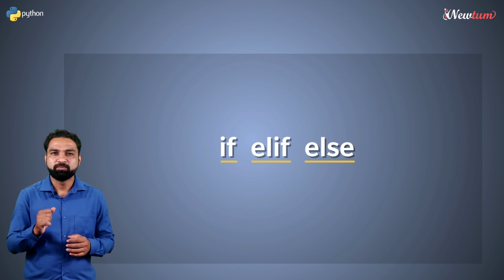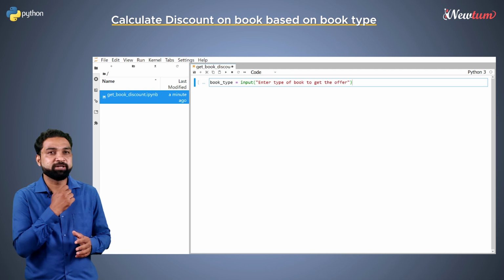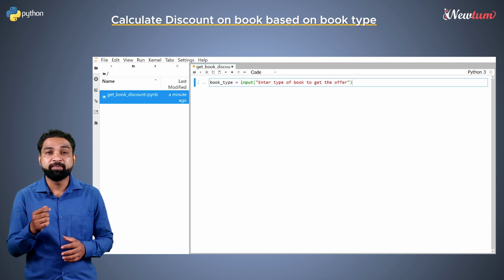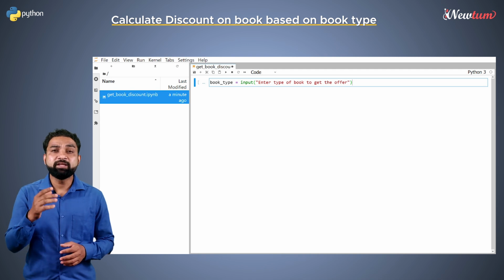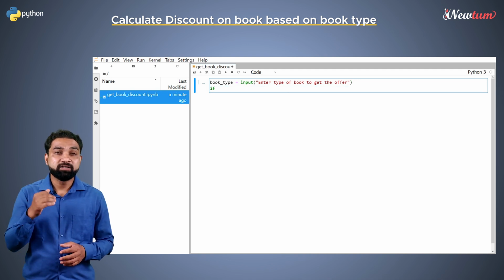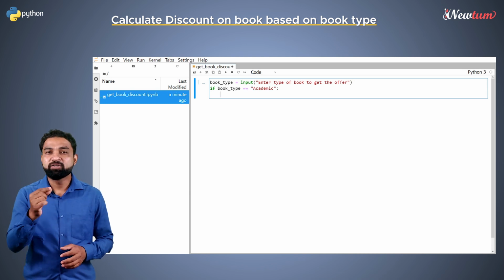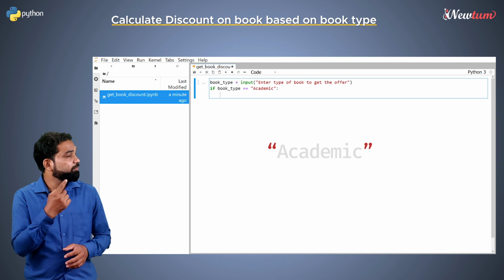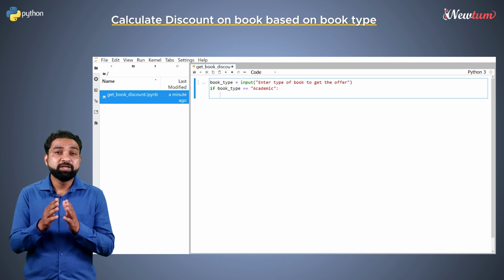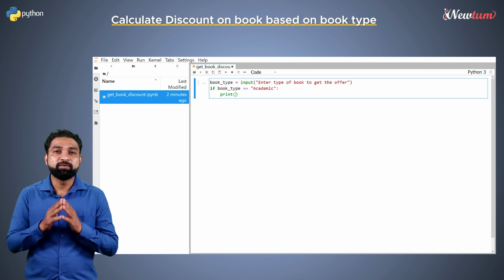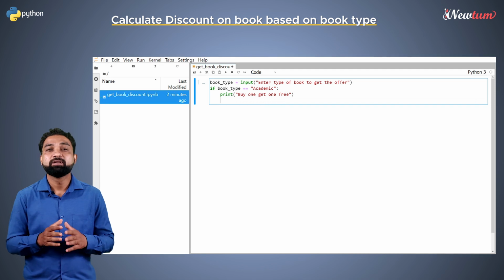Let's see how. First, we will accept the book type using the input statement and store in the variable book_type like this. Then write an if statement and then the condition book_type equal to "academic" and then give a colon. Academic is in double quotes because it's a string. In the next line, give an indent and print the offer, that is buy one and get one free.